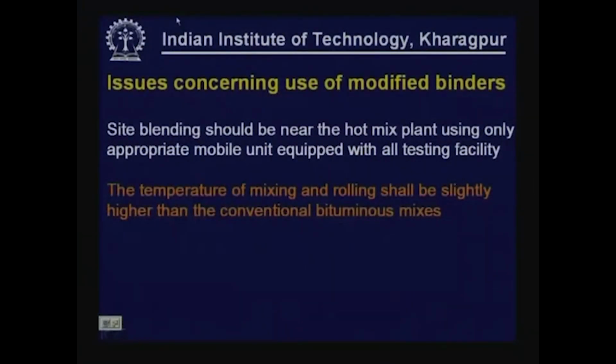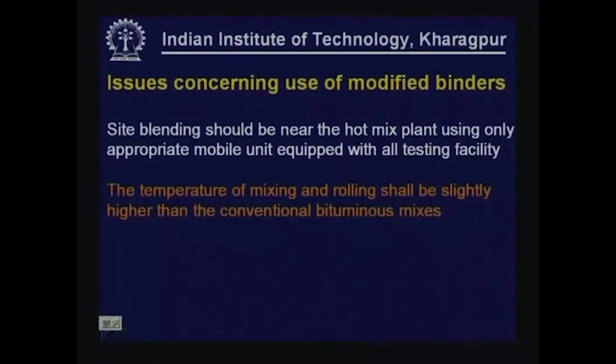Side blending, in many cases the blending of rubber with bitumen, blending of polymer with bitumen is permitted, but this should be done close to the hot mix plant using only an appropriate mobile unit. The temperature of mixing and rolling shall be slightly higher compared to conventional bitumens. When we are using modified bitumens, all the temperatures normally related to mixing, rolling and other things will be slightly higher compared to the temperatures that we maintain for normal mixes.